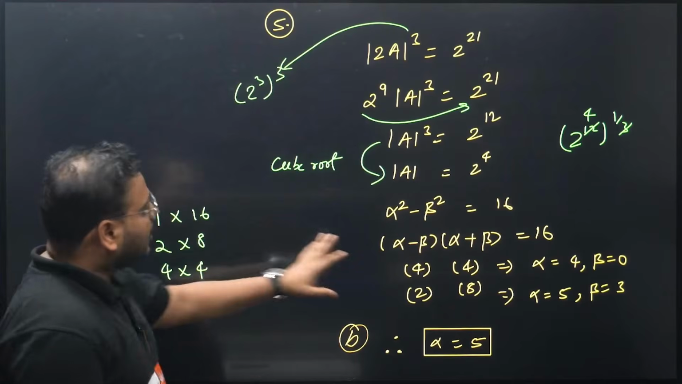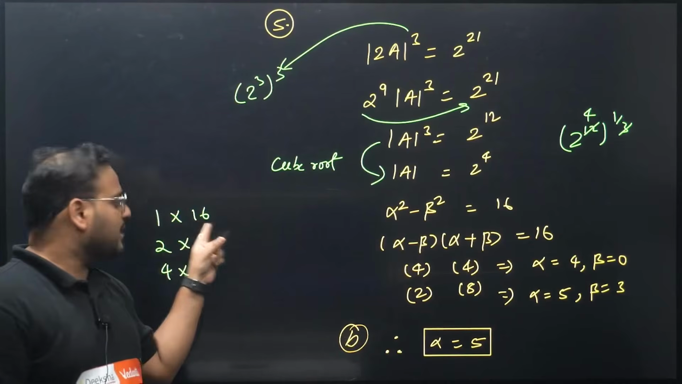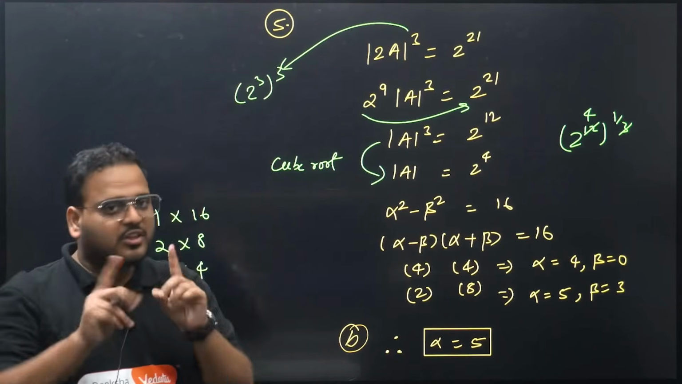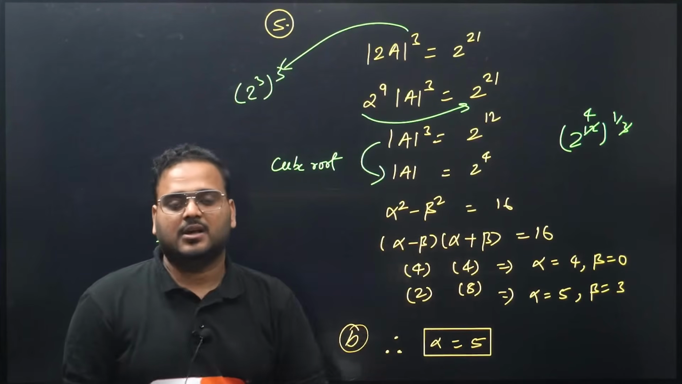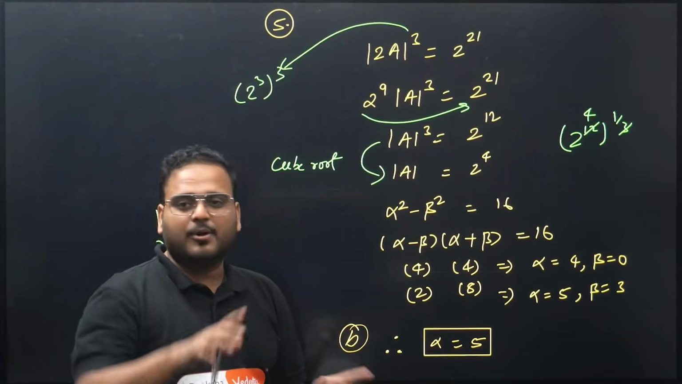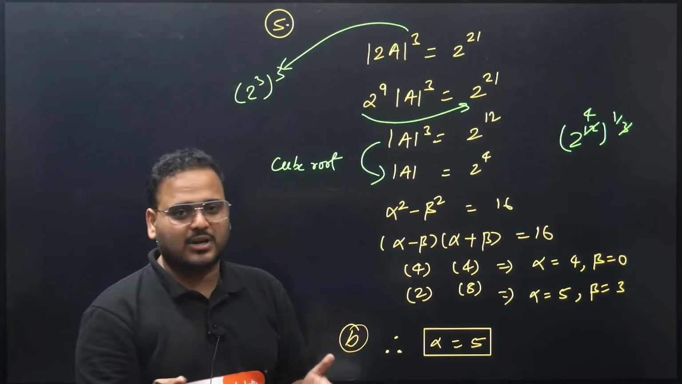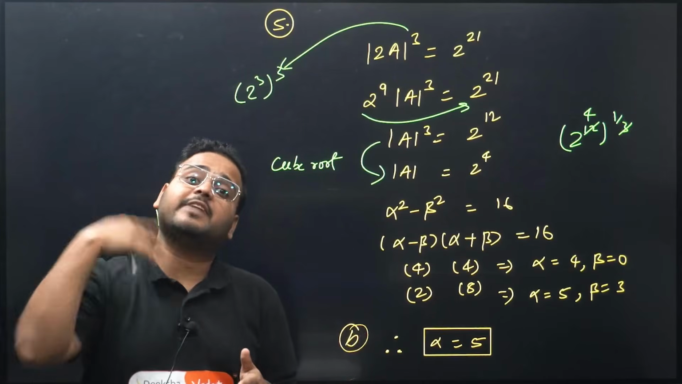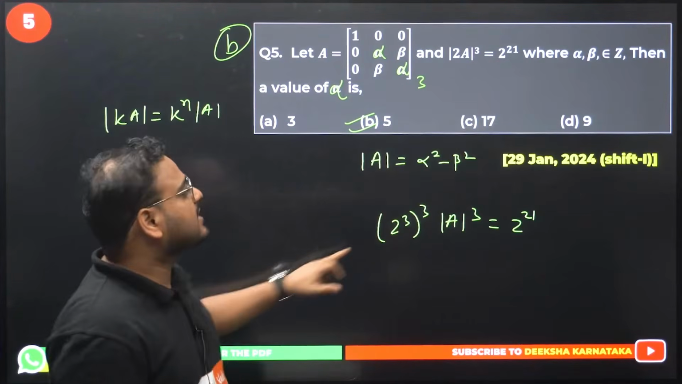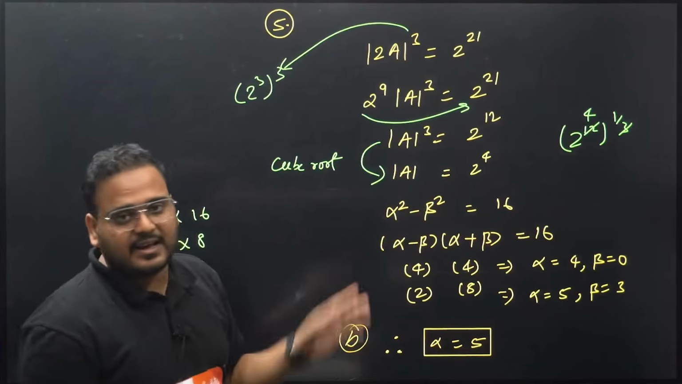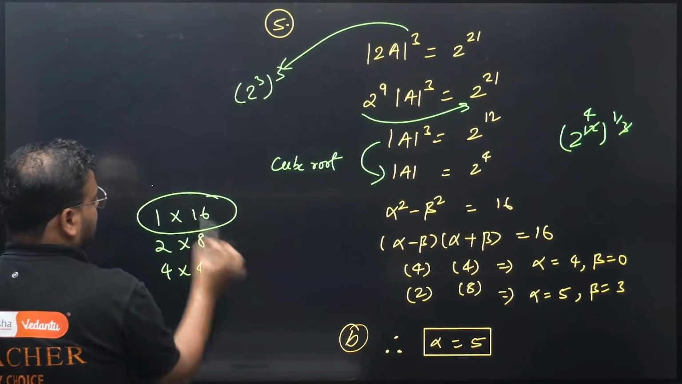1 into 16, you cannot take any integers alpha and beta where the difference is 1 and the sum is 16. That will not happen. If you think about it, 9 plus 7 is 16, but 9 minus 7 is 2, and we don't have any number close to that. You might think, sir, what if I take a fraction? No, they said that alpha and beta are integers. They've said that it is Z. So we can't take any fractions over here. It means this factor is not possible.